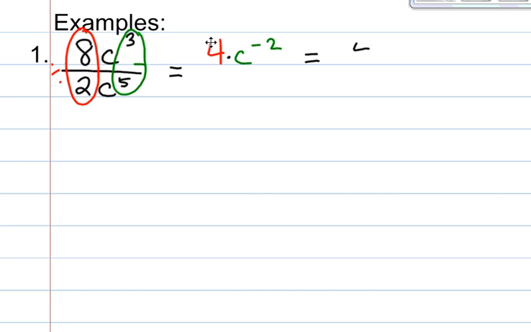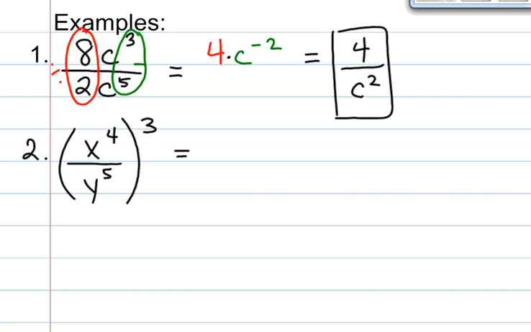So the 4 actually is going to stay in the numerator, and then c squared, when it becomes positive, is going to move down to the bottom and become positive. So my final answer is... sorry, that's 4 over c squared.